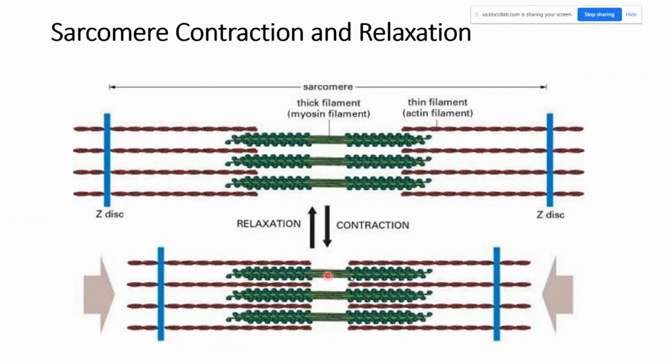So none of the fibers change length. Actin is always the same length. Myosin is always the same length. The difference is less overlap and more overlap of the fibers. And that's what the sliding filament theory is: actin and myosin, or the myofilaments, as they're collectively known, sliding against each other.